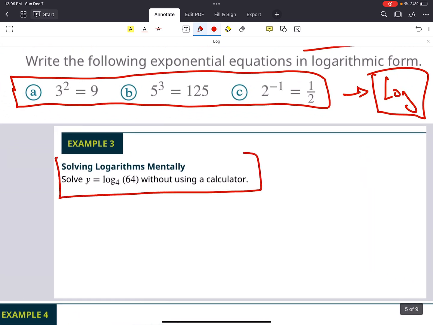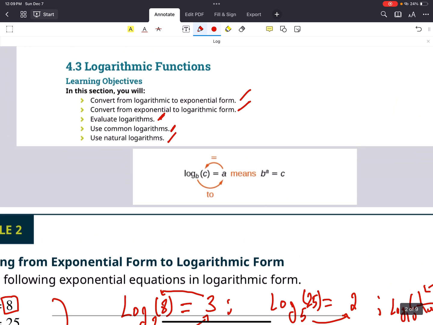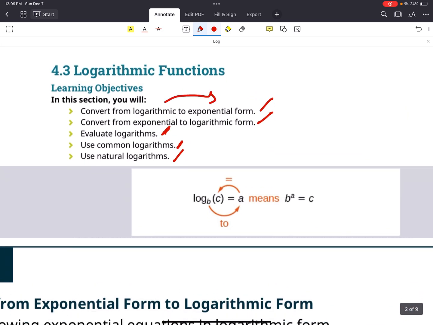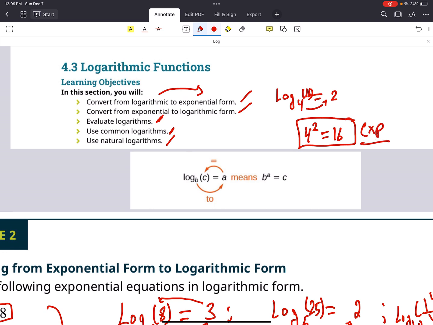Now, how do we solve a logarithm, right? Now, we were able to convert from logarithmic to exponential, which is, let's say, log of 4 equals 16, 2, what did I just write down? Log of 4 equals 2, 16. This simply means that 4 squared equals 16. Now this is an exponential form, right? And the first one is checked.